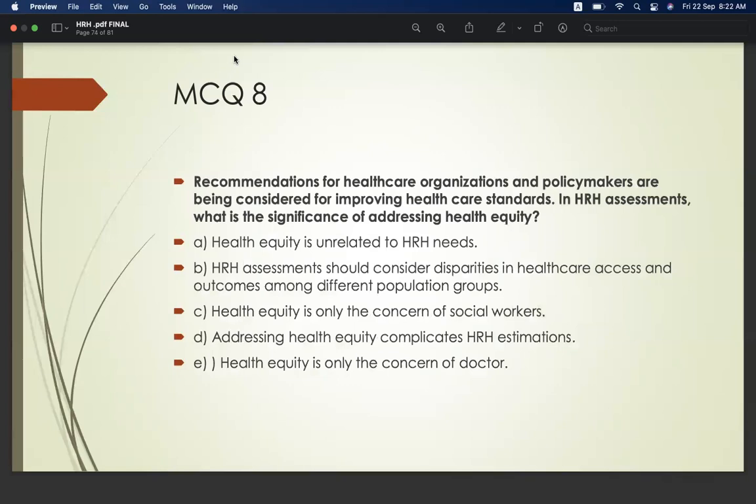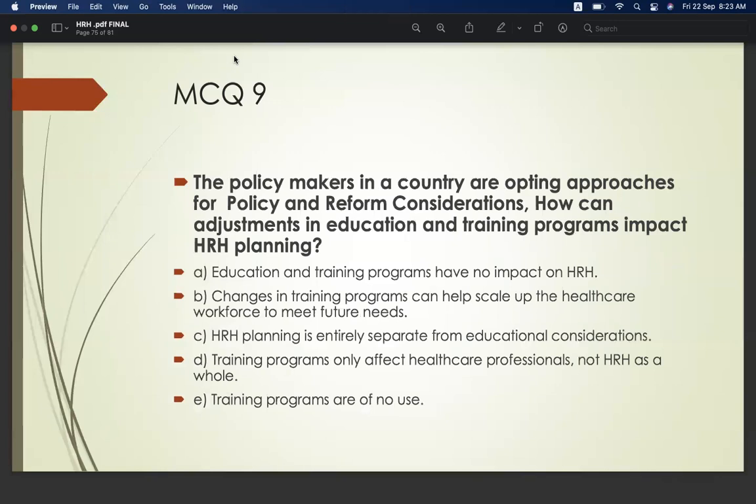Question number 8: recommendations for healthcare organizations and policymakers are being considered for improving healthcare standards in HRH assessments. What is the significance of addressing health equity? A, health equity is unrelated to HRH needs. B, HRH assessments should consider disparities in healthcare access and outcomes among different population groups. C, health equity is only the concern of social workers. D, addressing health equity complicates HRH estimation. E, health equity is only the concern of a doctor. Anyone? The answer is B.